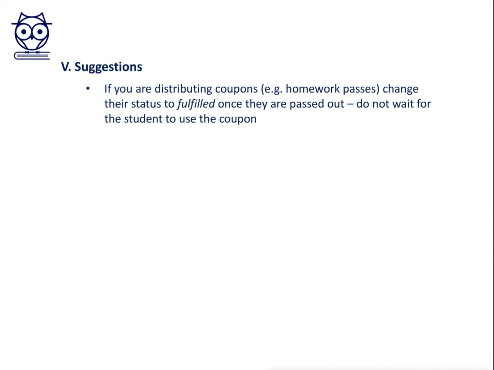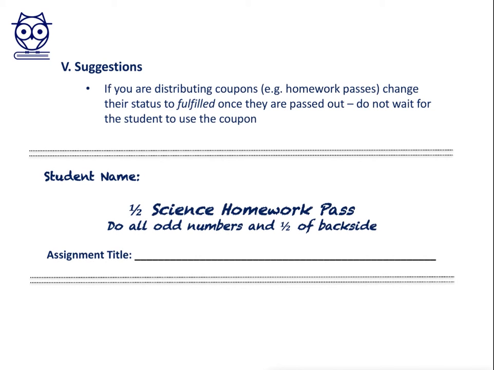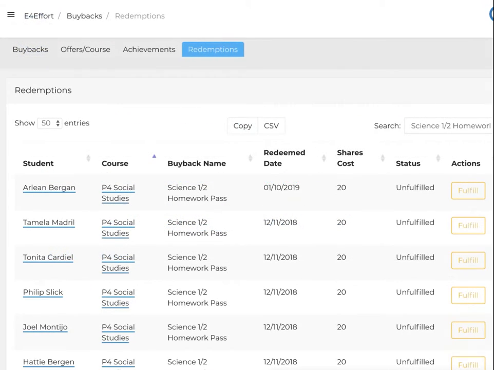Part 5. Suggestions. If you are distributing coupons, for example homework passes, change their status to fulfilled once coupons are passed out to students. Do not wait for the student to actually use the coupon. E4Effort does not yet provide a way to automate coupon design. So design and print each of your coupon types and enter student names. Soon after the student has received the coupon, go to Redemptions in your teacher dashboard and mark the redemption as fulfilled.